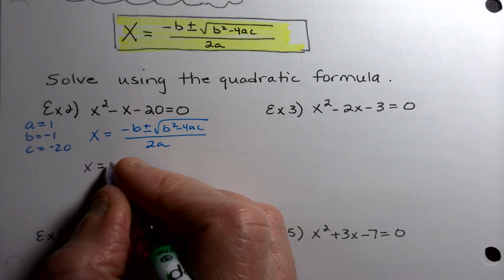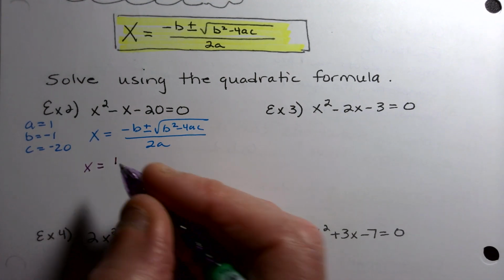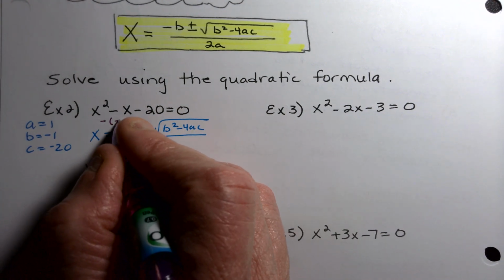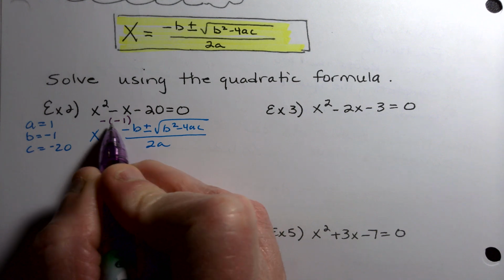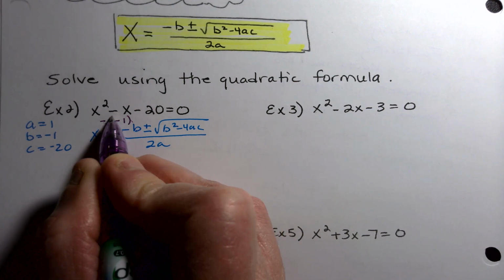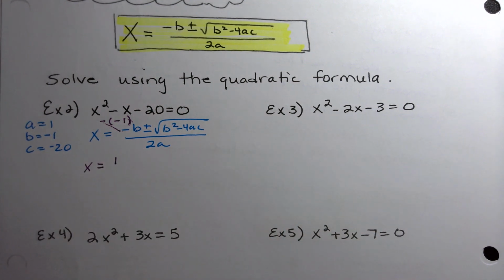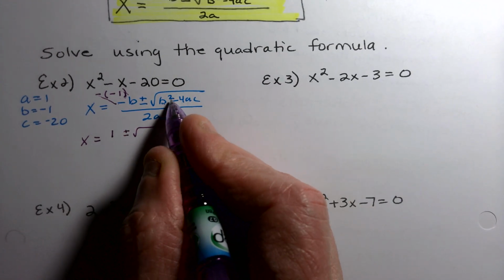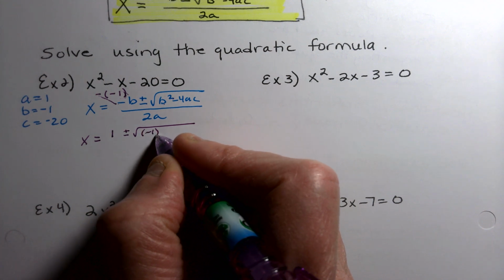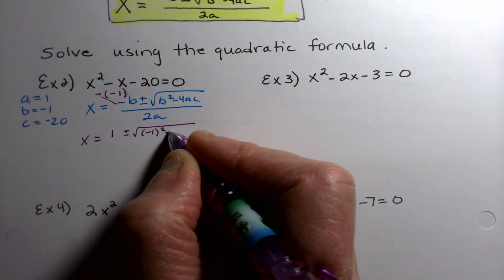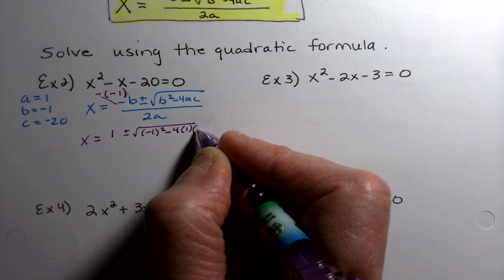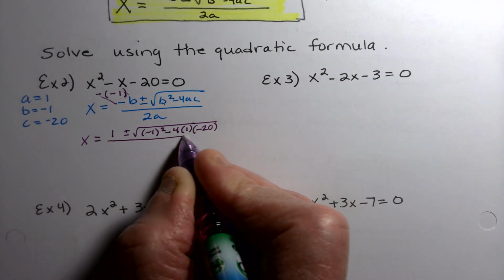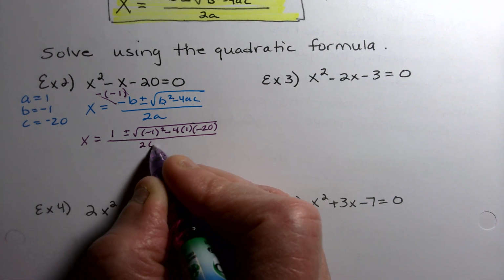So -1 is a 1. Right? A -1. That's what you really have right here. A negative, and then the B is a -1. So those two give you positive. Plus or minus the square root of b squared. So that's the negative 1 squared minus 4 times a times c. Now notice the whole thing is over 2 times a.